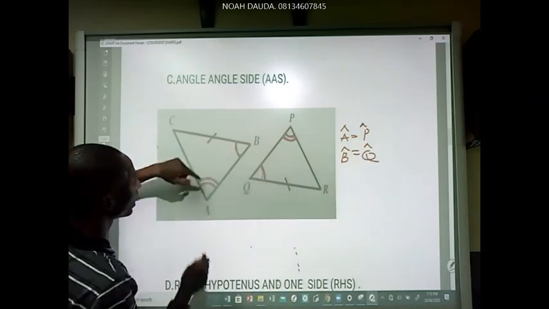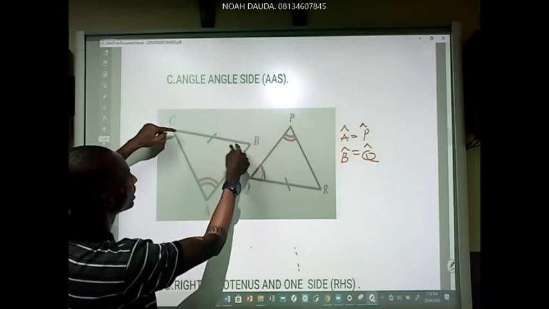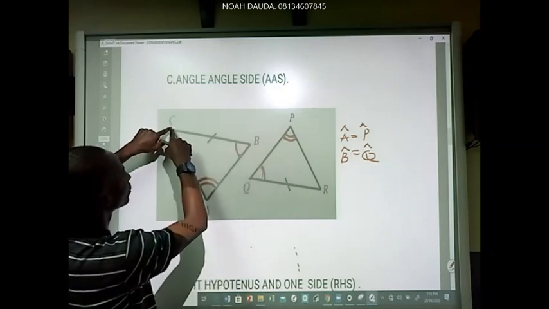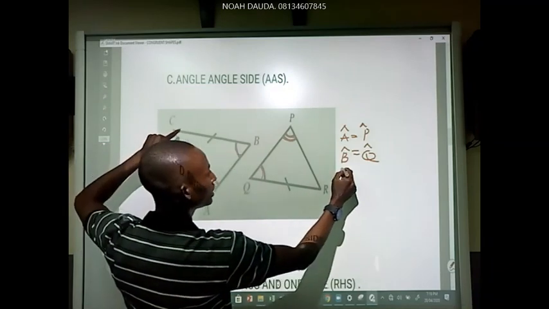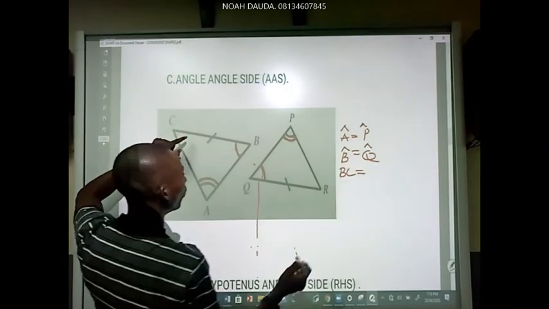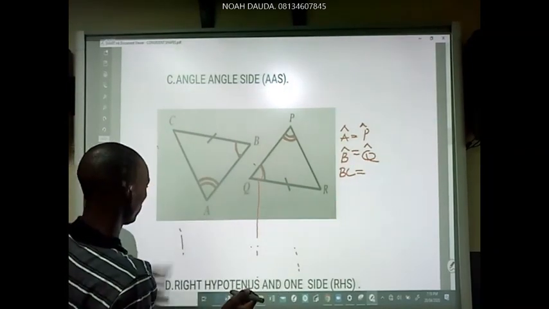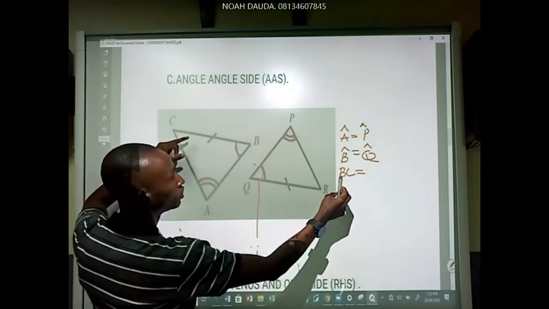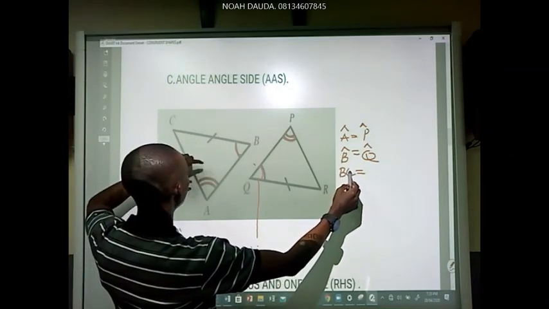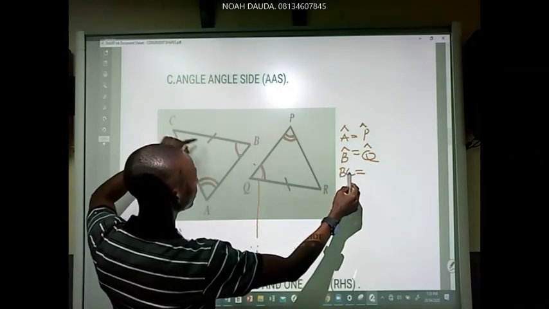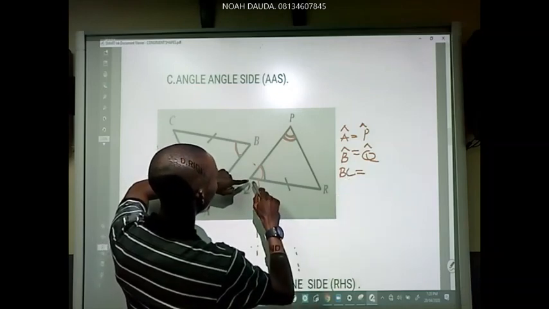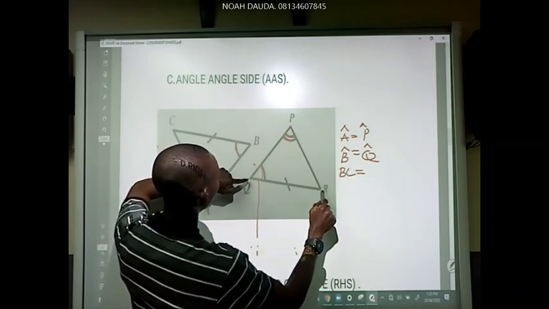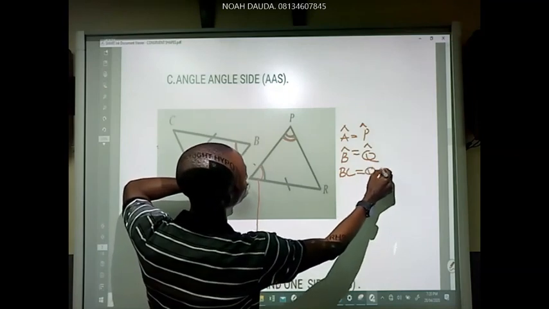And do not also forget that this is the angle. Now let's take a look at the left side. The left side is BC. So we can easily say line BC is equal to QR.